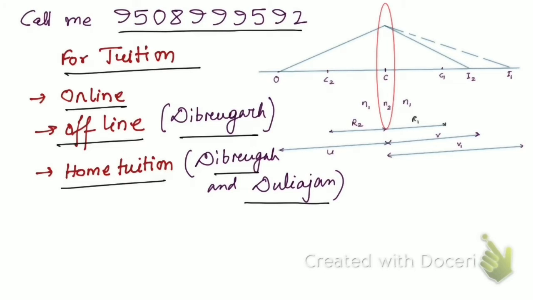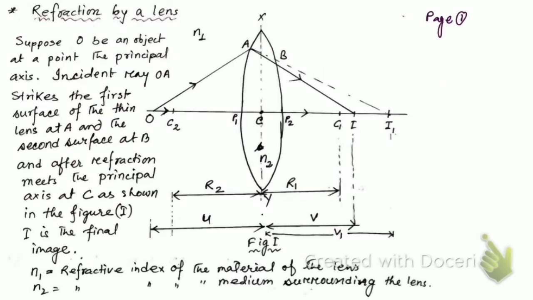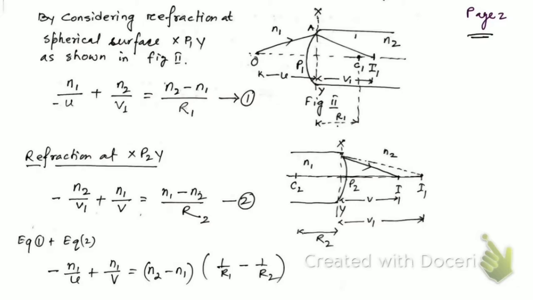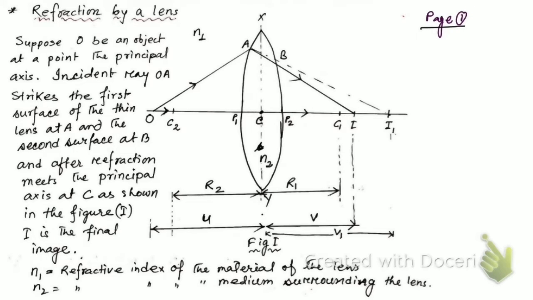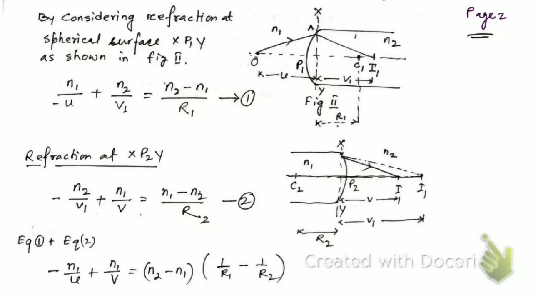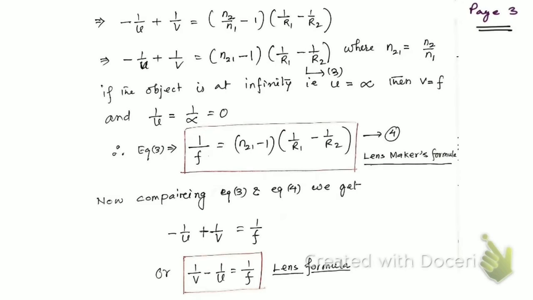Before I explain this, let me give you the handwritten notes, then I will explain it. First take the screenshot of these notes. This is the first, this is the second and this is the third page. If you need the PDF of these notes, you can send a message on WhatsApp. So now let's start. Let me show you again. This is the first page, this is second, and this is third. Now let me explain this.